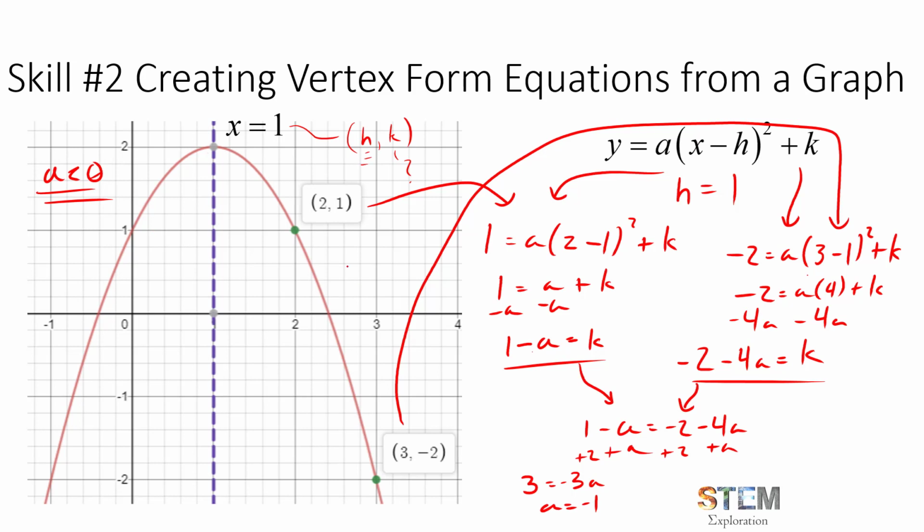our original observation here. If a is equal to negative 1, 1 minus negative 1 is equal to 2, which is what our k represents, and therefore the equation for this specific parabola must equal y is equal to negative (x minus 1) squared plus 2. And we can find that very quickly for this given circumstance.